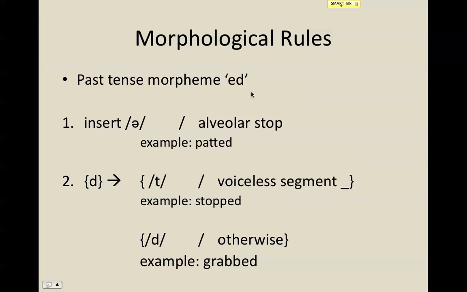So if the morpheme does not follow an alveolar stop or a voiceless segment, then that means d is going to stay the same, such as grabbed. Okay, because the b is no longer voiceless, and it is not an alveolar stop, it's a bilabial stop, so therefore you're just going to have grabbed. So we have padded, stopped, and grabbed. And there we see our three allomorphs, which concludes our video.